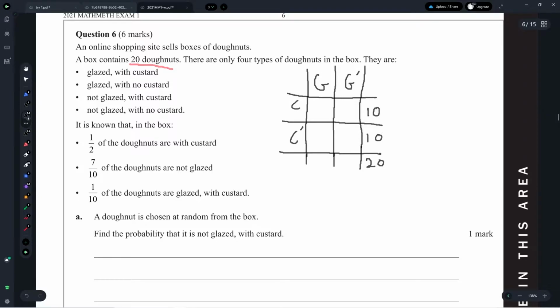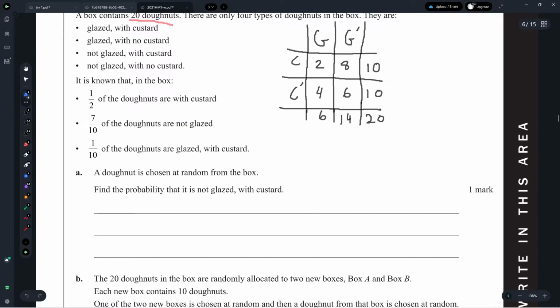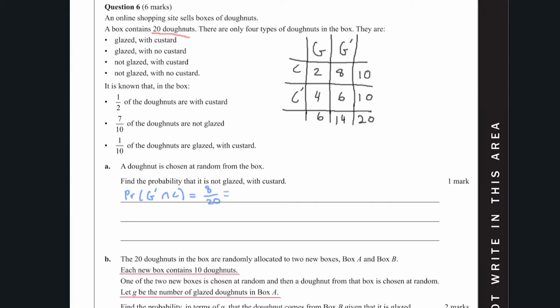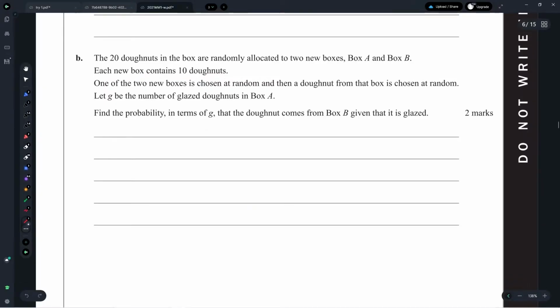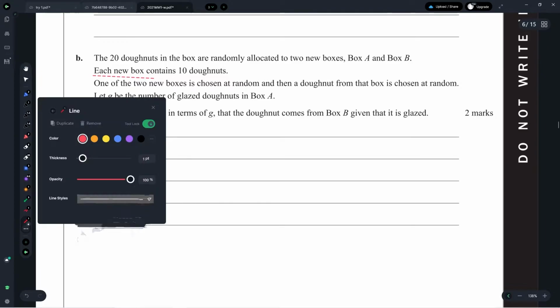With this question, I always like to draw out a probability table, and I like to use numbers instead of probabilities in the probability table, which I think goes without saying. And then you set the whole thing up, and there you go. And whenever you have a probability, you do the likelihood of whatever it is happening over the total event space. Here it's 8 over 20 because there are 20 donuts, and the probability of it not being glazed with custard is 8.